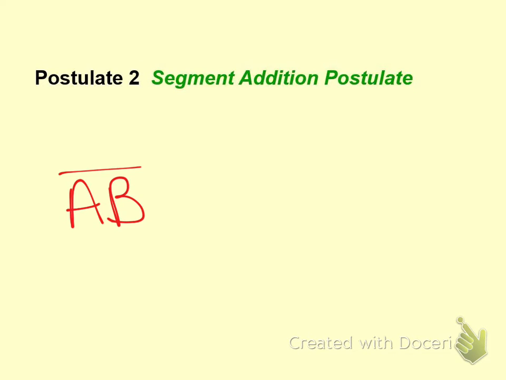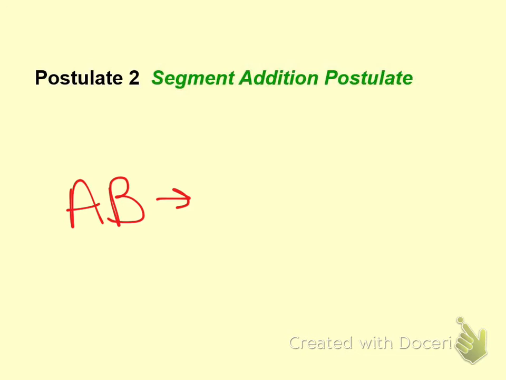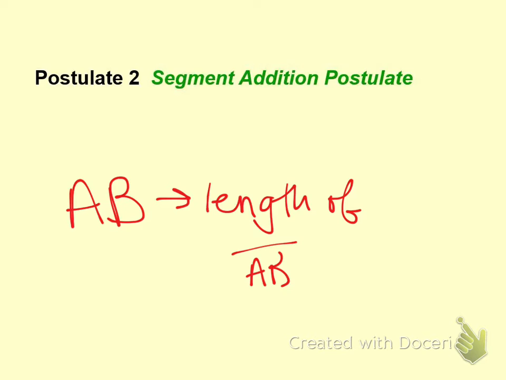What does this mean? Segment AB. But what you're going to see in this section is nothing above it, just AB. And what I want you to write down is that this means length of segment AB. So if there's no line above it, it means length of segment AB. If you see AB with no line above it, I hope you're writing it down. It means length of AB.